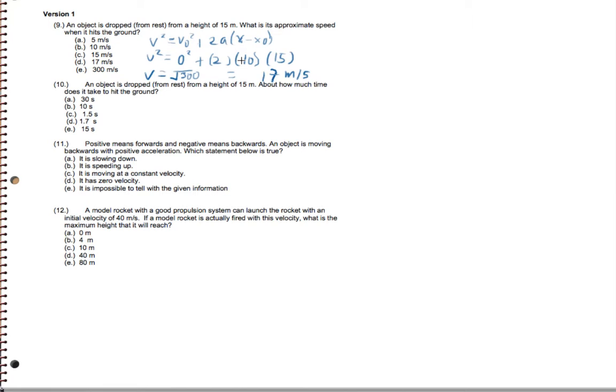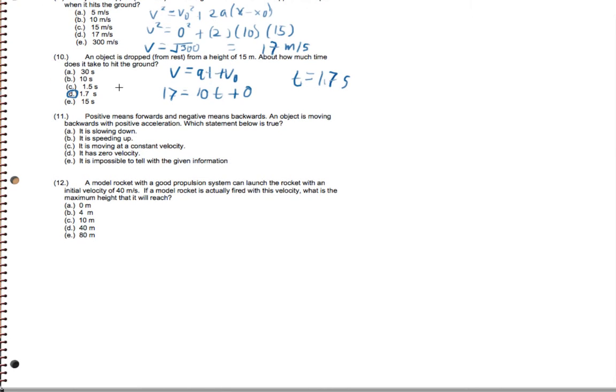Now, a similar problem for number 10. The object is dropped from rest to the ground from a height of 15. We don't know how much time it takes to hit the ground. Well, we can now use v equals at plus v naught because I know that v final is 17, acceleration is 10, and I know that my initial speed is 0 since I drop it from rest. So that gives me a time of 1.7 seconds right here.